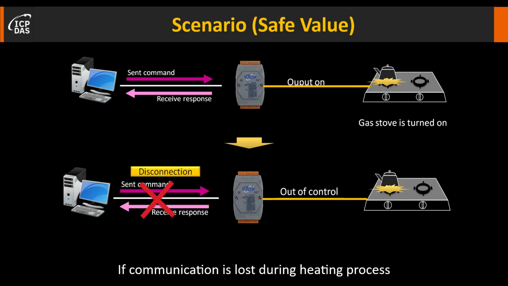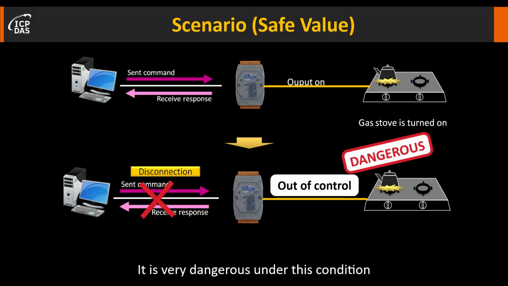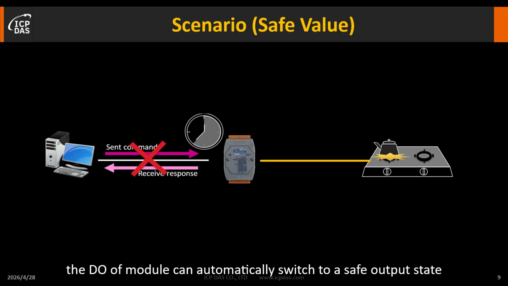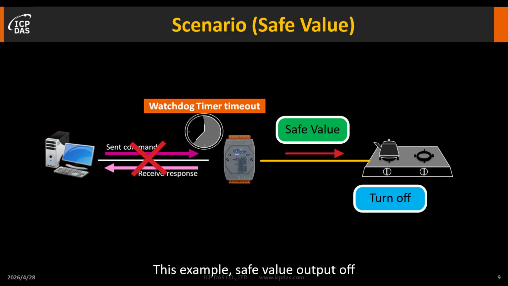If communication is lost during the heating process, the output module cannot receive any commands from the host PC to turn off the heater. It is very dangerous under this condition. When you enable the module host watchdog, the DO of the module can automatically switch to a safe output state. In this example, the safe value output is off.